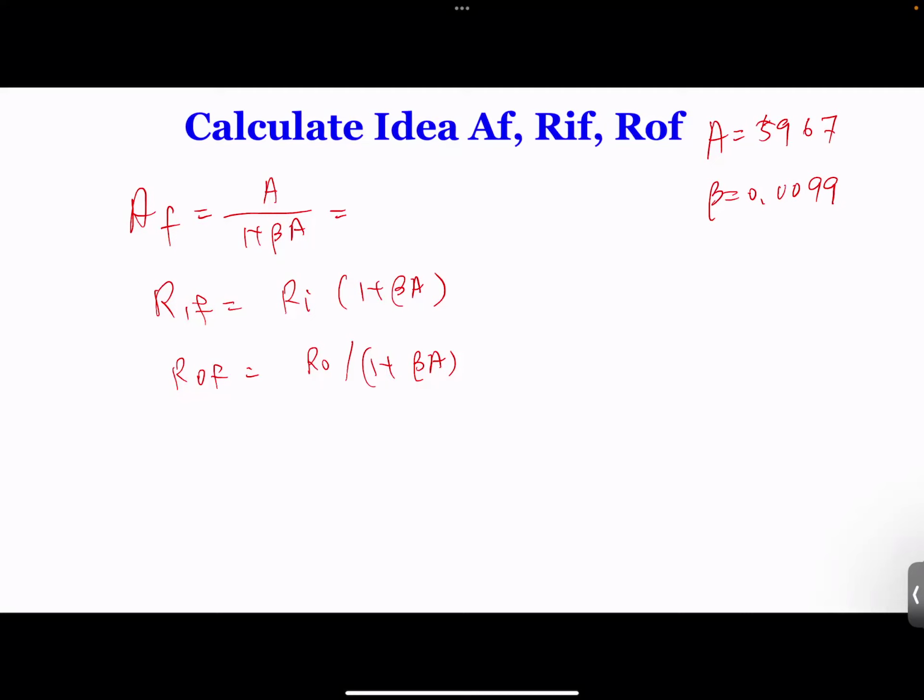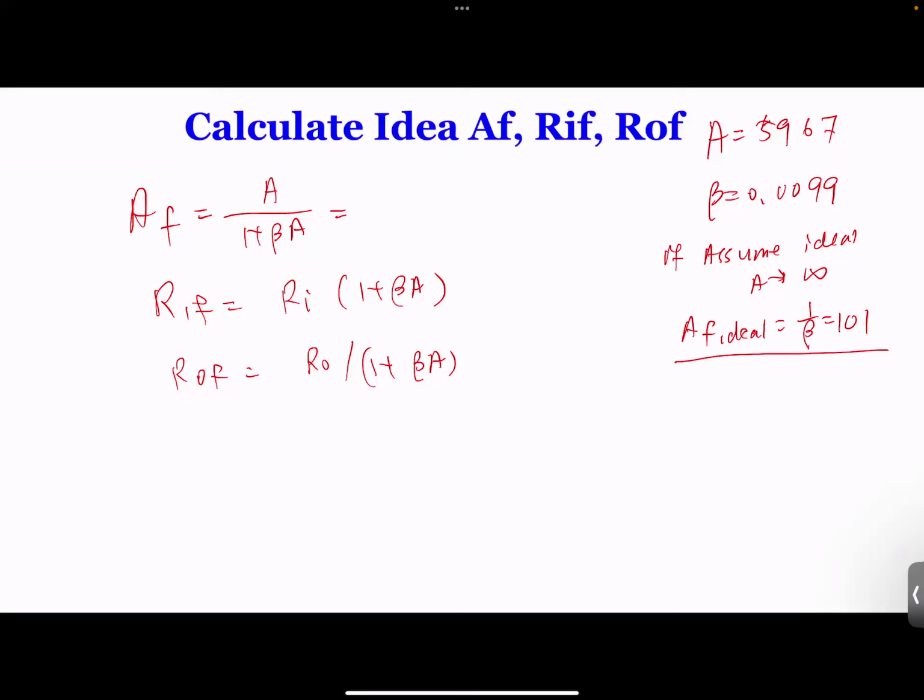So if you assume the ideal case, remember, when we assume ideal, what it really means is A is infinity. So if you assume A is infinity, you get your AF ideal equal to 1 over beta, which is roughly 101, I believe. Yeah, equal to 101. So that's the ideal case.